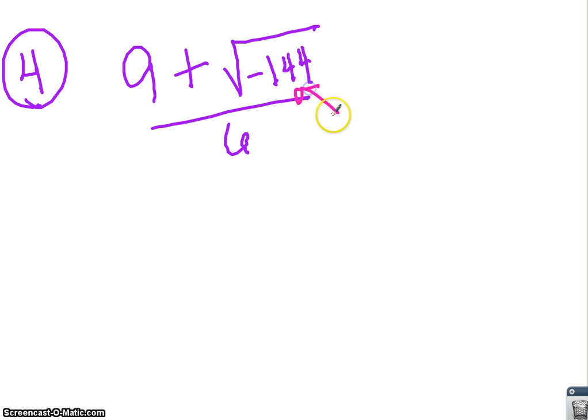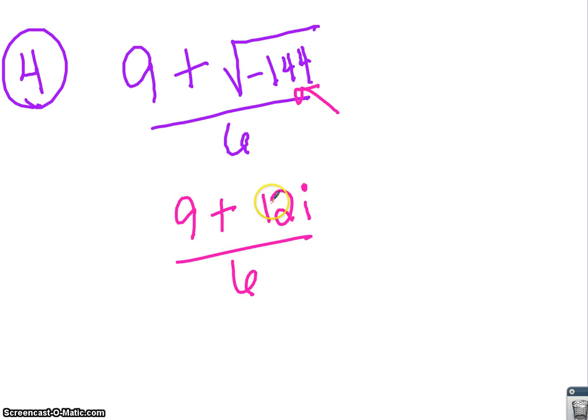You want to look anytime you have a radical and see if you can break it down. This becomes 9 plus, and instead of square root of 144, we know that that is 12. We're going to do an i because of the negative, over 6. Make sure and always check to see if you can reduce. All three of these will divide by 3. So it's actually 3 plus 4i over 2.